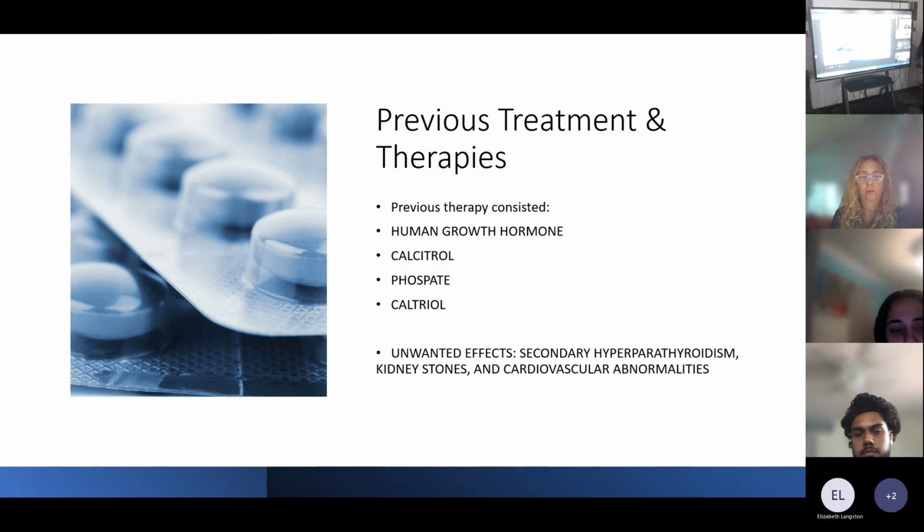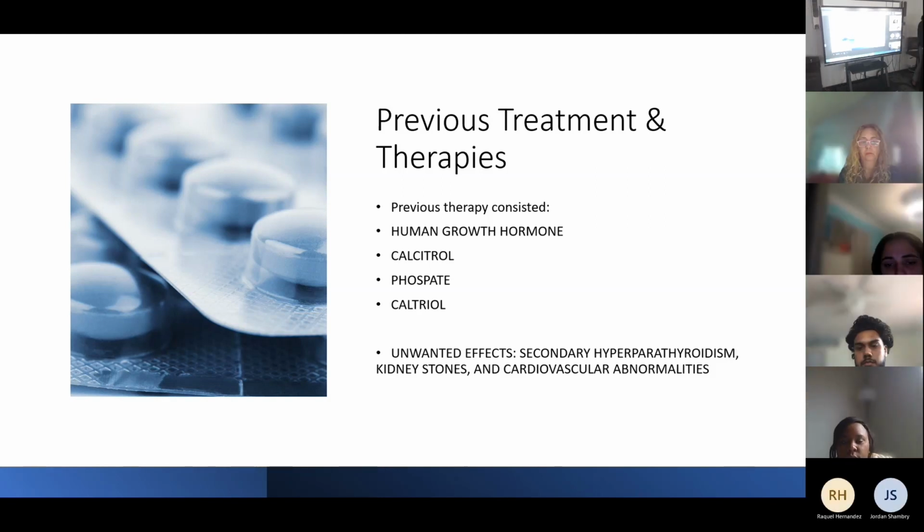The previous treatment and therapies for this disorder were human growth hormone, calcitriol, and phosphate. This treatment and therapy are considered the last step because it was more invasive, and mainly because of the unwanted effects such as secondary hyperparathyroidism, kidney stones, and cardiovascular abnormalities.